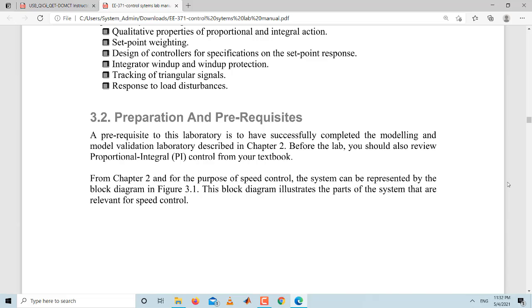The prerequisite for this experiment is the last lab that we have done, and it is the complete modeling of the system and the model validation experiment.